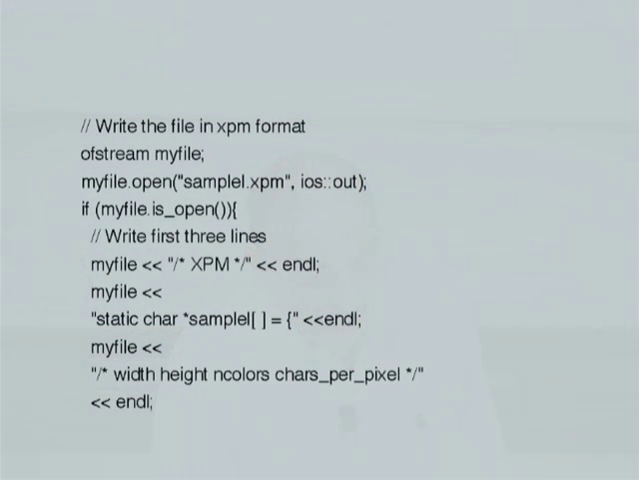Now, I write a comment. The comment says width, height, n colors, and chars per pixel. These are not values. This is just a plain comment as indicated by slash star, star slash. I am just inserting a comment. I can insert any number of comments in an XPM file. It is ultimately going to be a C source file, so all comments will be ignored by the C compiler later. Never forget to put an end of line at the end of each line.